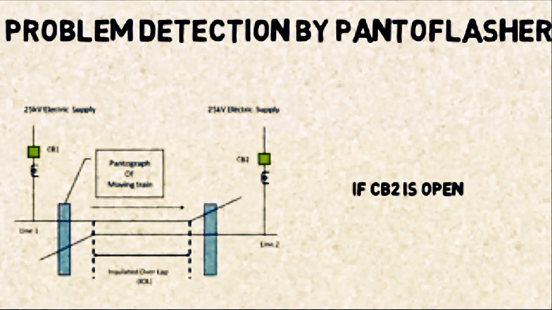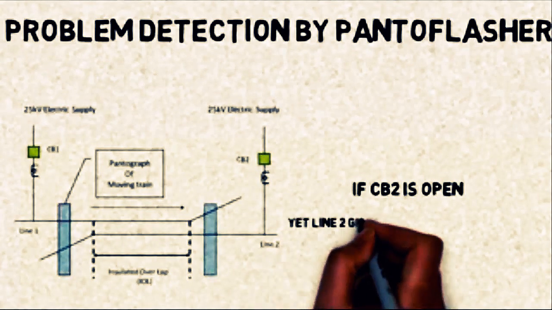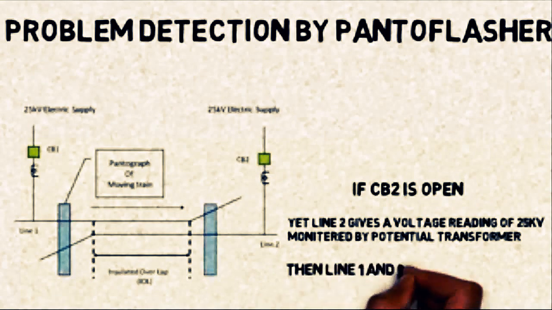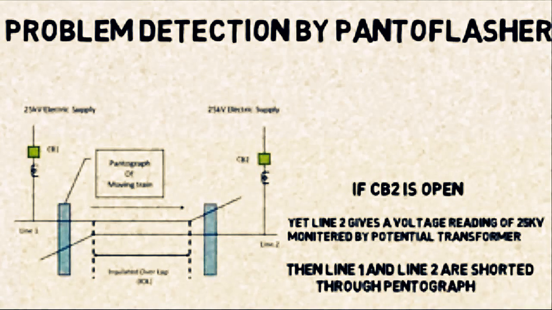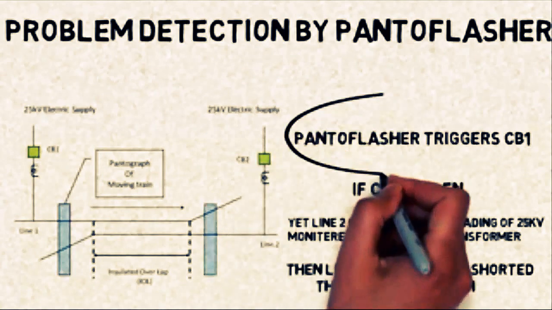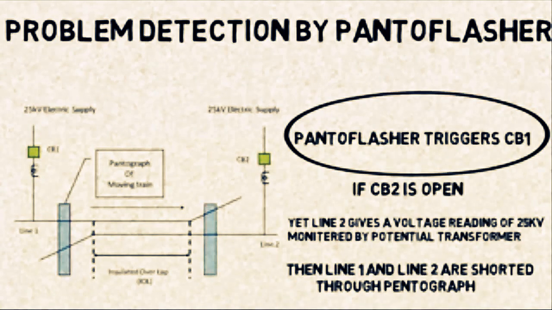For example, if CB2 is open, yet line 2 gives a voltage reading of 25 kV, which is monitored by the potential transformer, then the panto flashover relay comes to know that though CB2 is open, both the lines are shorted because of the pantograph of the train, and when the train leaves, there will occur a problem. So before the train leaves the insulated overlap section, the panto flashover relay triggers CB1, which opens circuit breaker 1 and prevents the burning of the pantograph of the railway.